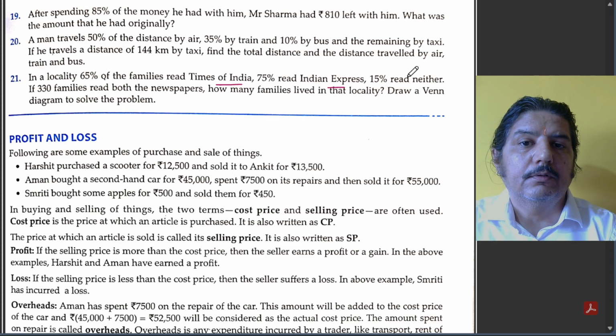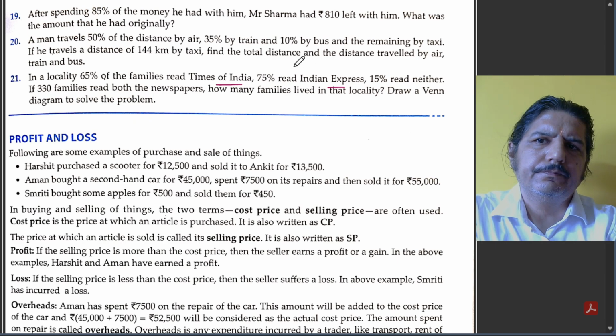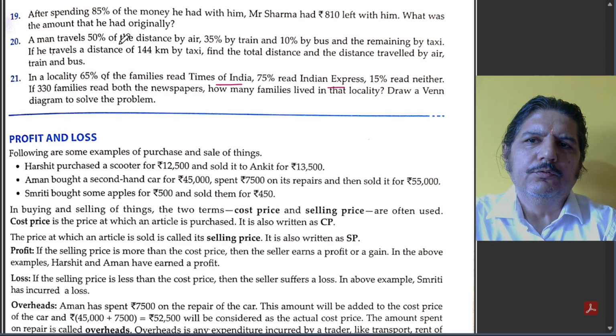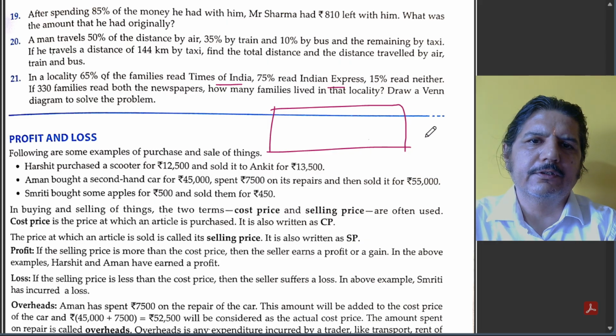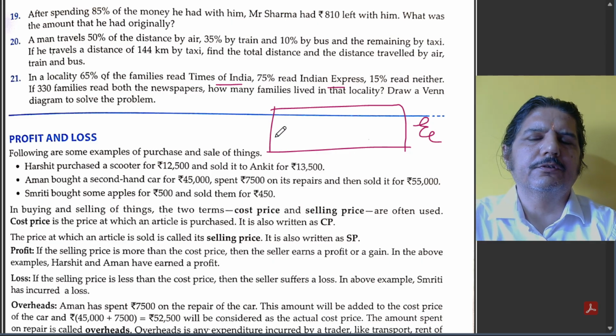So, of course, the first thing that you need to understand is what are Venn diagrams. I hope you have done Venn diagrams. So, let's look at the problem again. There would be a locality. So this is a universal set. I'm assuming that you know Venn diagram. So this is a universal set.